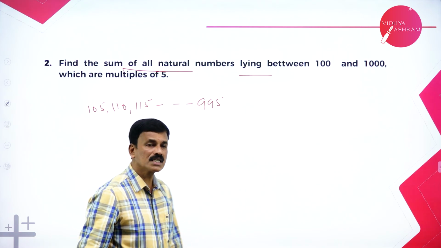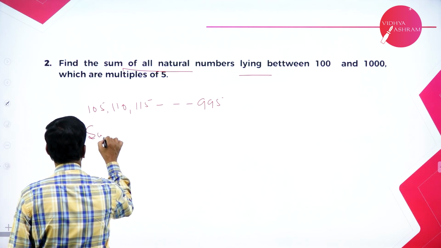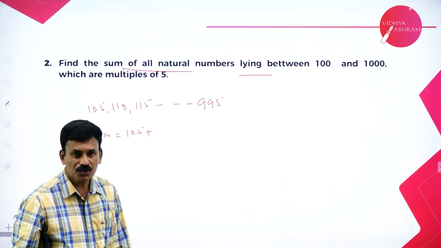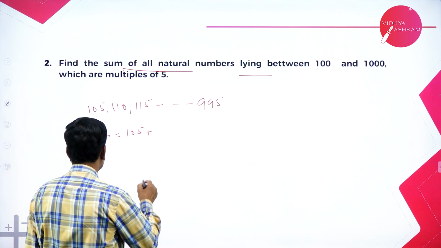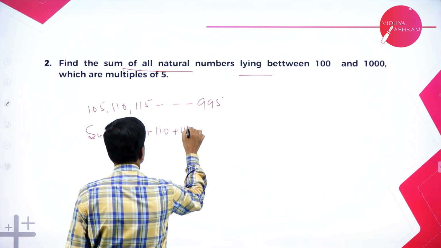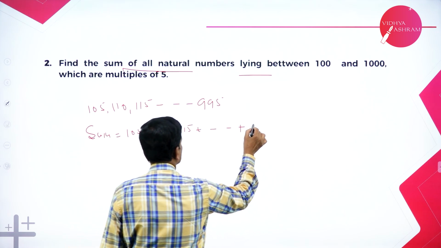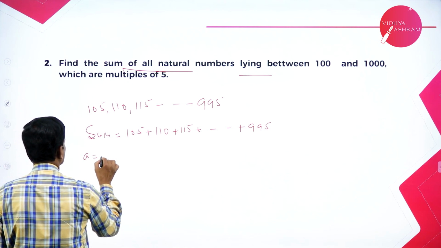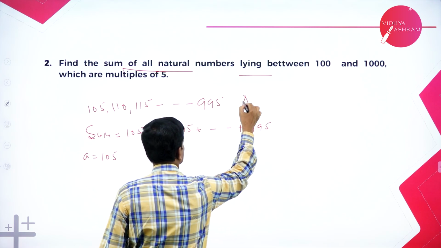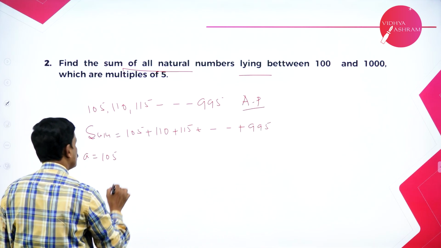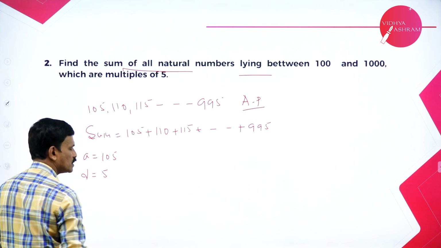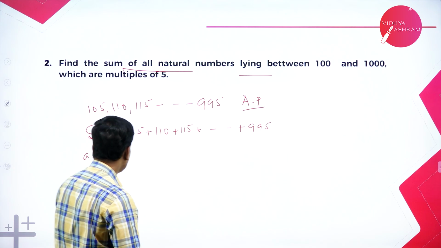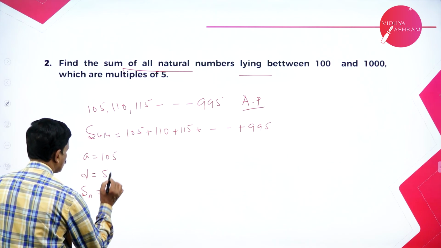Now what is to be found? The sum of all the numbers between 100 and 1000 which are multiples of 5 is 105 plus 110 plus 115 plus etc., plus the last term, 995. Now what is the first term here? This is an arithmetic progression, an AP. The first term is 105 and the common difference is 5. Now what is to be found? Sn is to be determined.